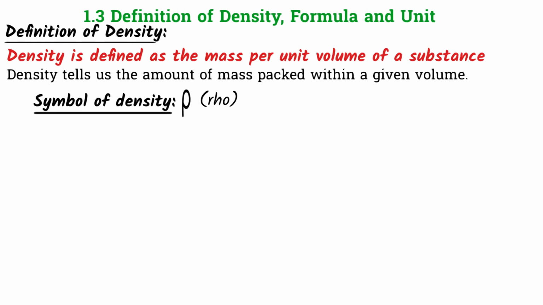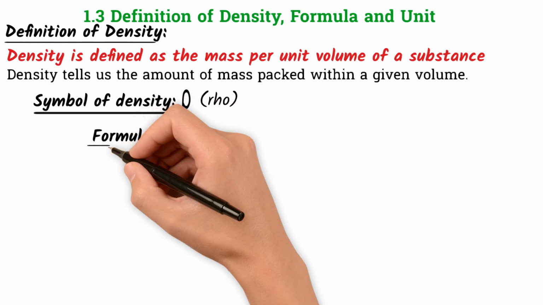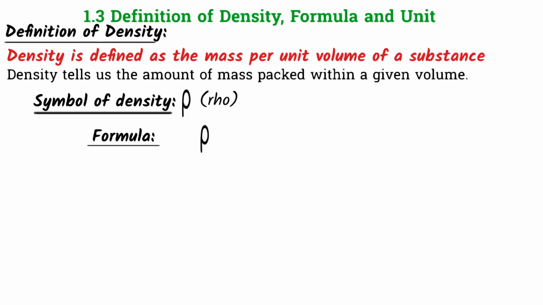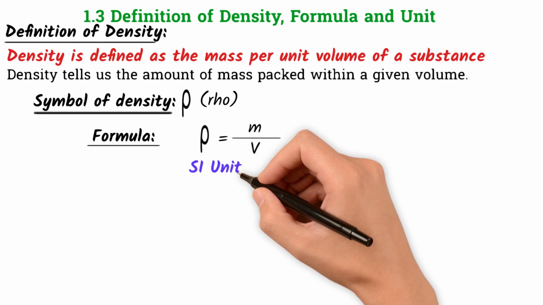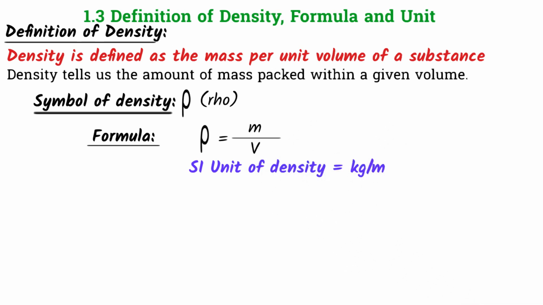From the definition of density, the density of a substance can be calculated by taking the ratio of the mass of the substance to the volume of the substance. That is, density is equal to mass divided by volume. And from this equation, we can obtain the SI unit of density, which is equal to the unit of mass divided by the unit of volume. That gives us the SI unit of density as kilograms per meter cubed.